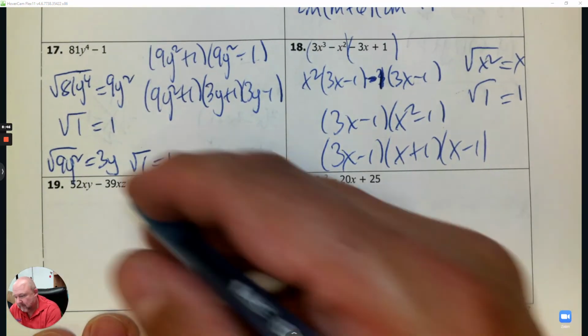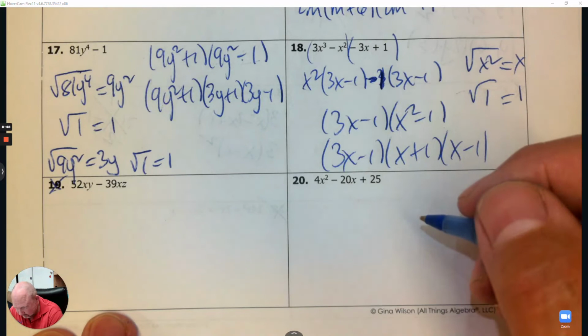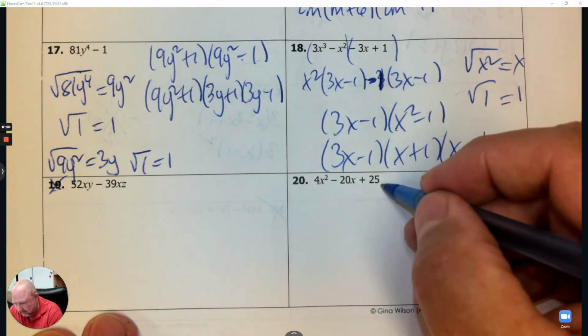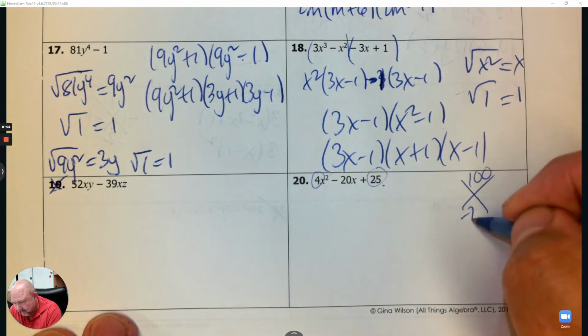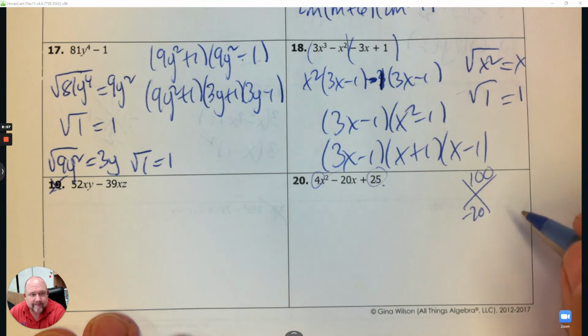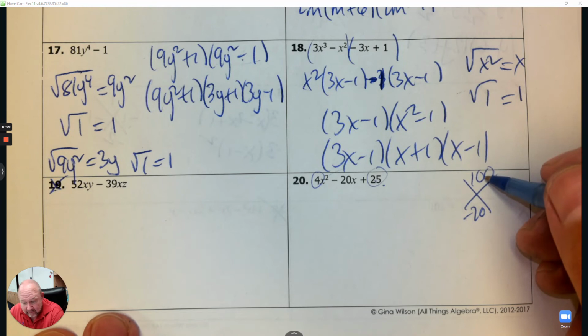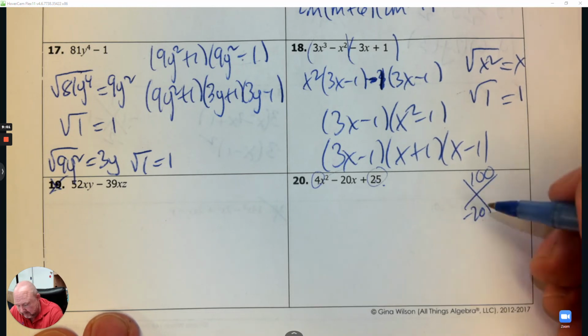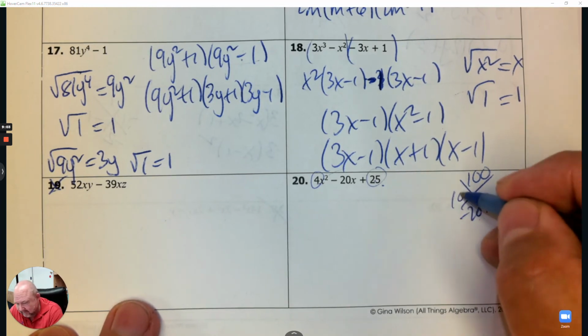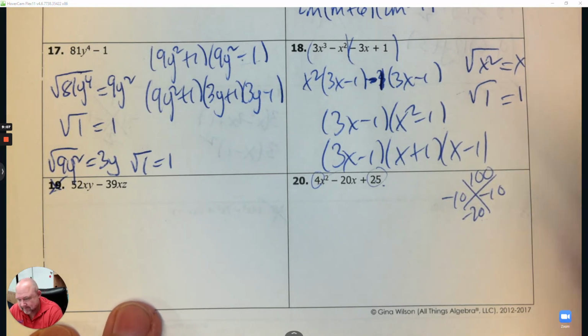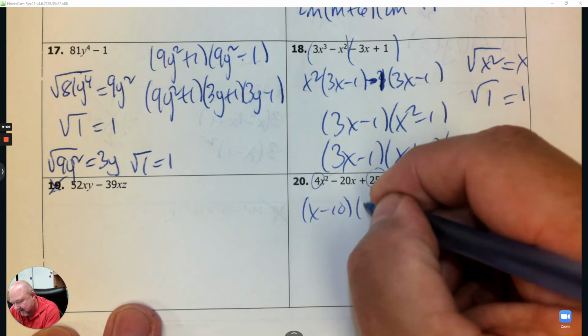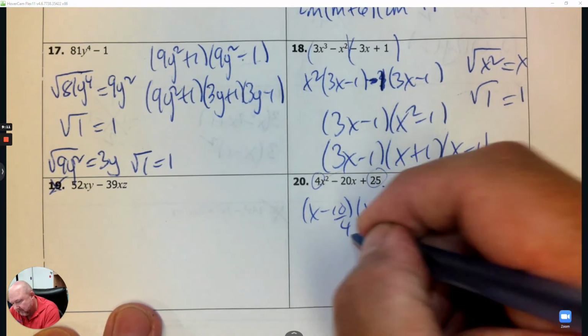All right, number 20. So no common factor. 4 times 25 is 100 and negative 20. So the 2 numbers that multiply to 100 and add to 20 would be 10 and 10, right? And they both are negative. That's what fits. So we have 10 and 10, and then divide by 4.